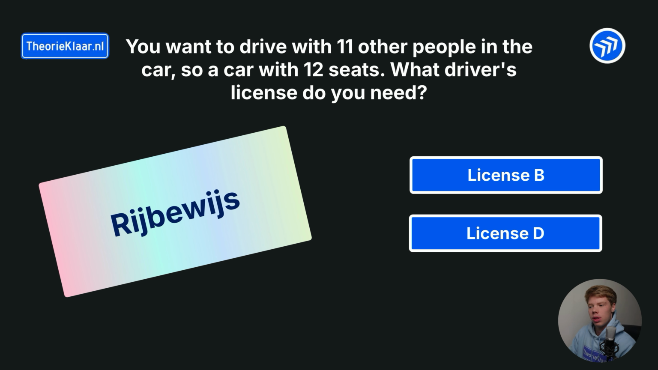And you want to drive with 11 other people in the car, so a car with 12 seats. What driver's license do you need? Is that license B or license D? And how do you know the right answer here? Well, a B driver's license is your car driver's license, and then you are only allowed to transport a maximum of 8 other people. So that is not the right answer.